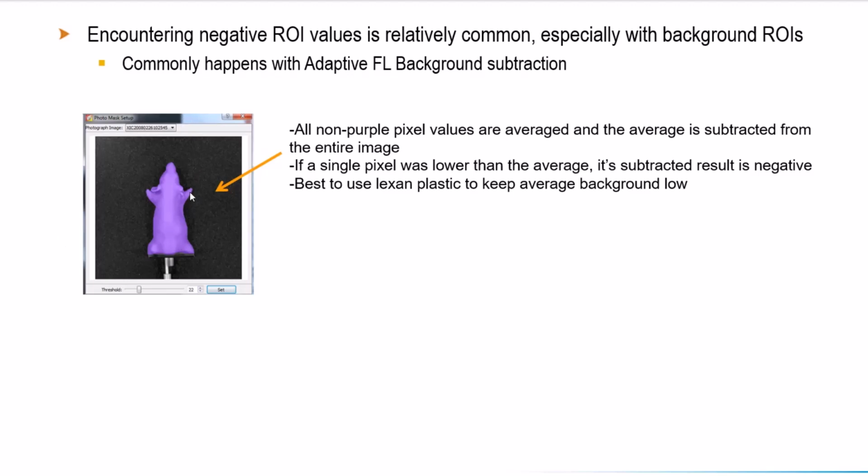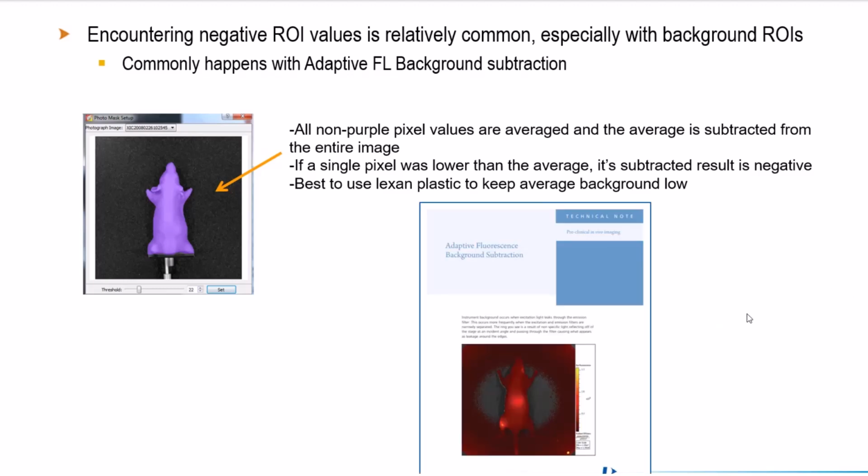The first instance is with fluorescence following adaptive fluorescent background subtraction. The software will average all non-purple pixel values and subtract them from the entire image. Thus, if the signal coming from your subject was very low, and a single pixel on your subject was lower than this average, it will result in a negative value. The simplest solution here is to make sure that you place your animals on the black Lexan plastic mat to ensure your background signal is very low in your fluorescent images.